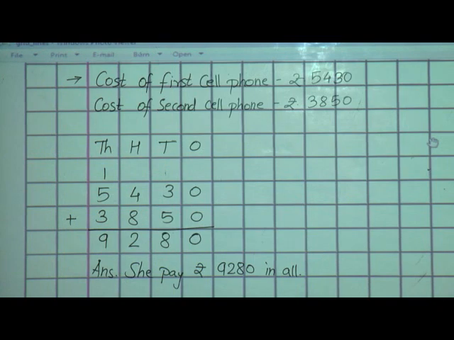Now see the next one, the 7th example. Read the 7th example.